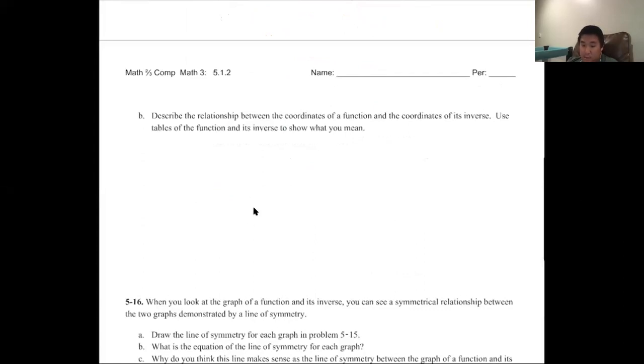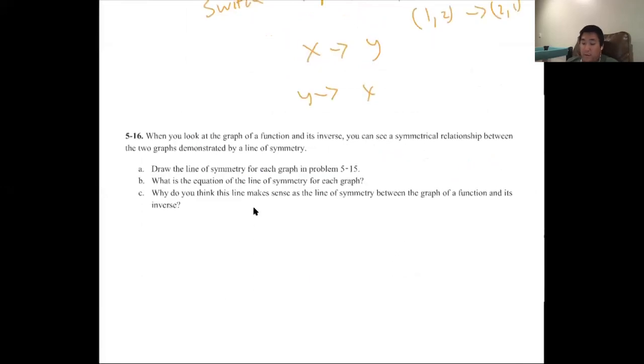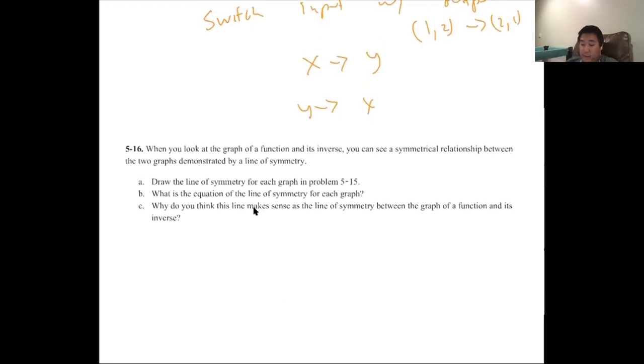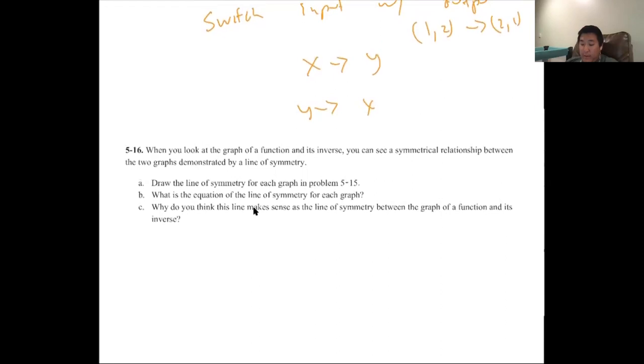So switch input with output. So x becomes y and y becomes x. So 1, 2 becomes 2, 1. When you look at the graph of a function and its inverse, you can see the symmetrical relationship between the two graphs. Draw the line of symmetry for each graph for problem 15. Does the equation look symmetric for each graph? Why do you think the line makes sense?